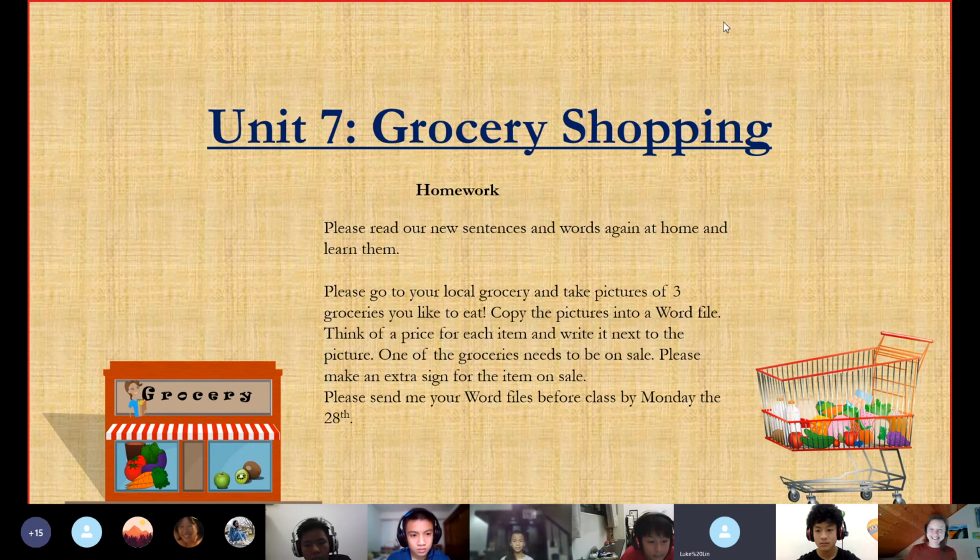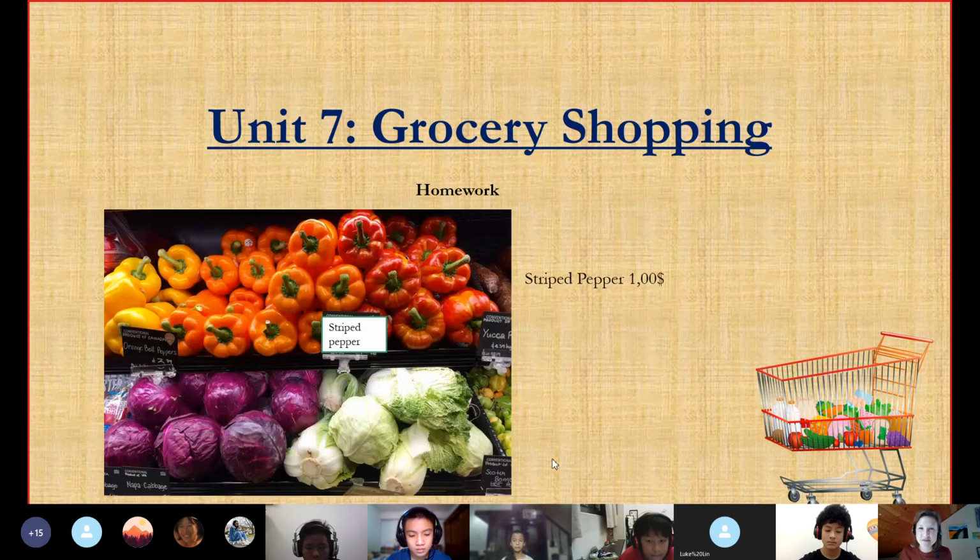Okay, thank you. Of course. Yeah. Okay, so I hope it's clear. I have one example for you so you can imagine. So here, for example, the peppers, they are called striped pepper. And I just put it here next to it, striped pepper, $1. Okay, so this is how it could look. But you decide what groceries you want to take pictures of.